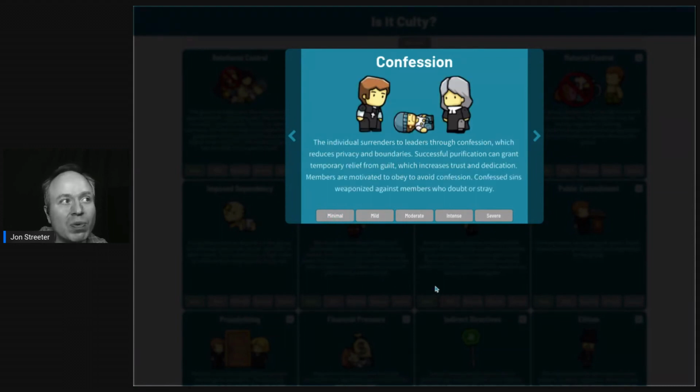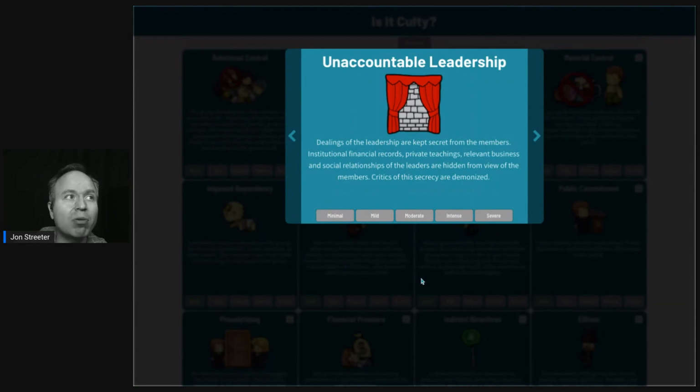Confession. The individual surrenders to leaders through confession, which reduces privacy and boundaries. Successful purification can grant temporary relief from guilt, which increases trust and dedication. Members are motivated to obey to avoid confession, and confessed sins may be weaponized against members who doubt or stray. Nope, this doesn't really apply. All right, minimal.